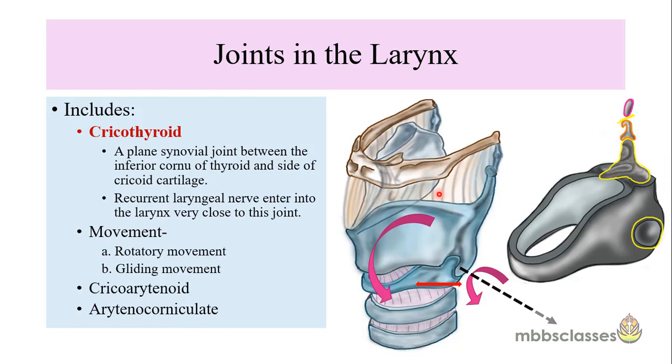So coming to the joints of the larynx. The joints of the larynx include the cricothyroid joint, cricoarytenoid joints and arytenocorniculate joints. If you see the cricothyroid joint, it is a plain synovial joint between the inferior cornu of the thyroid and the side of the cricoid cartilage. So this is the facet for the inferior horn of the thyroid which articulates with the cricoid. So this is the cricothyroid joint. And we have to remember one more thing: the recurrent laryngeal nerves enter into the larynx very close to this joint.